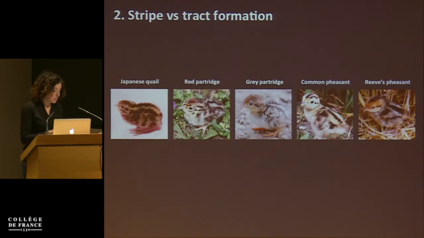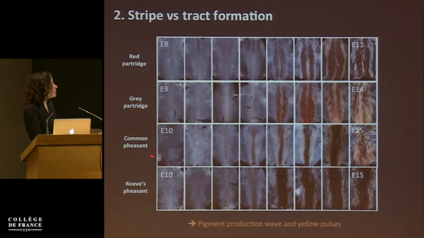So to answer this question, Nicolas has compared the situation in the Japanese quail with what happened in 4 other species that we chose for 2 reasons. The first one, because they displayed variation in their color pattern. The second one is because they are used a lot for the food industry in France, and so we could get a lot of fertilized eggs and thus embryos. Kind of a pragmatic reason. And so in all these 4 species, we saw the same thing as in the quail. The pigments are produced in a medial to lateral wave. And during this wave, we have localized yellow pulses of production.